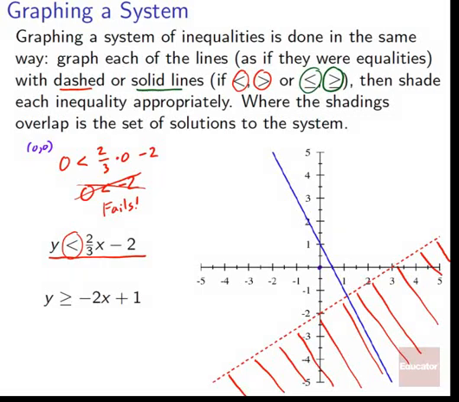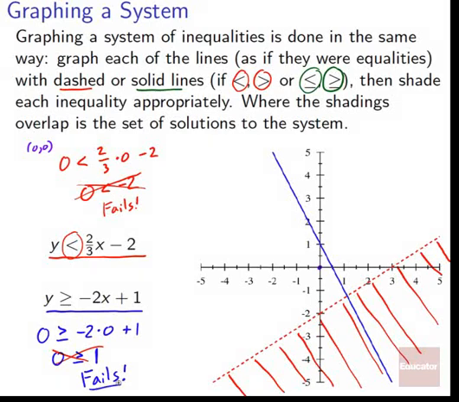Then, if we have y greater than or equal to negative 2x plus 1, let's use that same test point. It's not on that line either. So 0 is greater than or equal to negative 2 times 0 plus 1. So 0 is greater than or equal to 1. Is that true? No, 0 is not greater than or equal to 1, so that fails here as well.